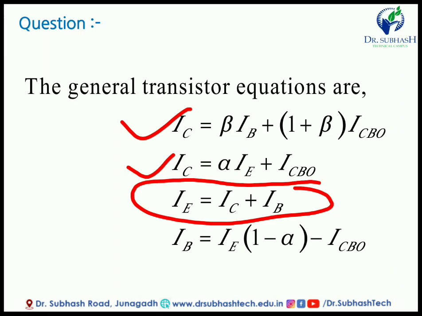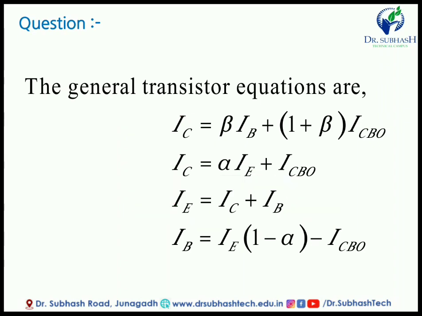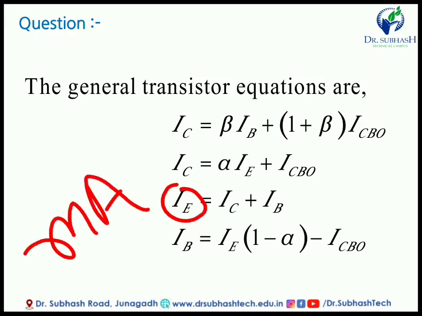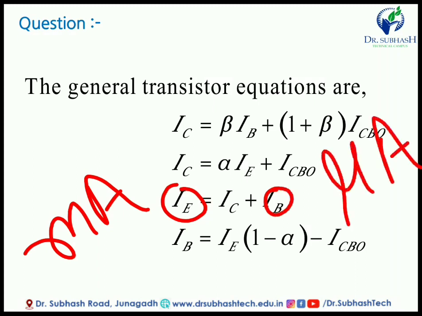IE is equal to IC plus IB. According to Kirchhoff's current law, whenever we add IC and IB, they make IE. So the total or maximum current of the transistor is IE, the addition of IC plus IB. IB is in microampere and IC is in milliampere, so the total current IE is in milliampere. Always remember IB is in microampere, meaning a very small current is required to flow as IB. So IB is in microampere and IE and IC are in milliampere.